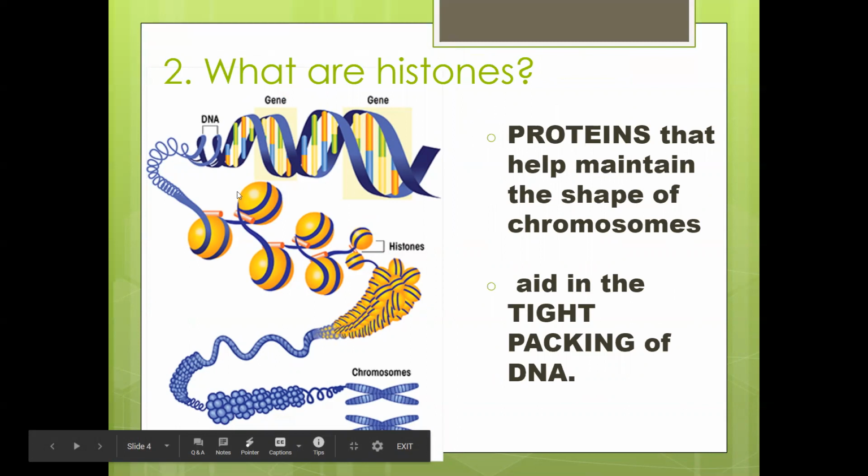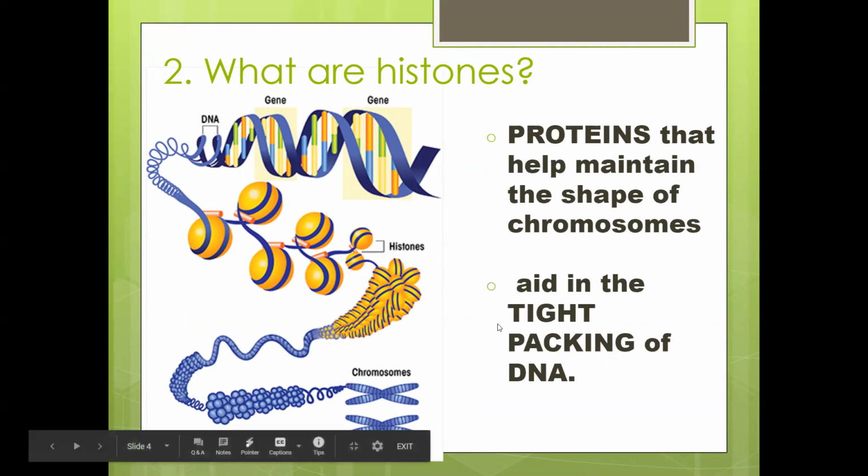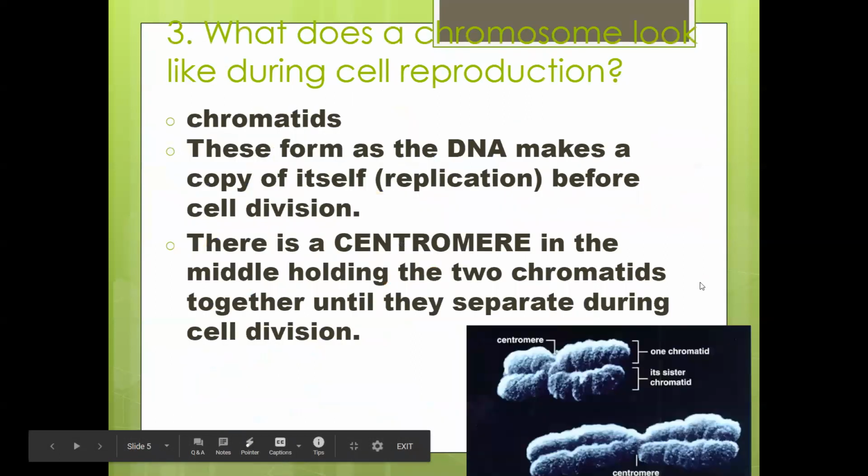Histones, as I mentioned, are these little yellow balls. They are proteins that help chromosomes maintain their shape. Think about if you've ever had a rubber band and you twirled it and twirled it and it started to coil up on itself, but that shape was very hard to maintain. It kind of twisted all over the place. What histones do is they provide a structure for the chromosome so it's not wonky and doesn't work right. And they aid in that tight packing, allowing it to be easier to coil into a chromosome as well.